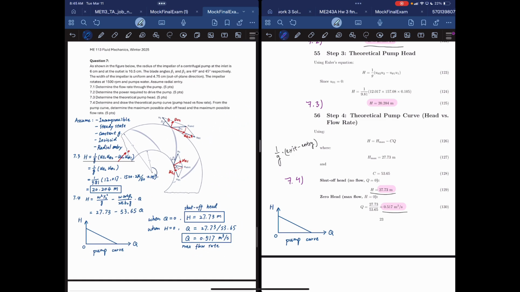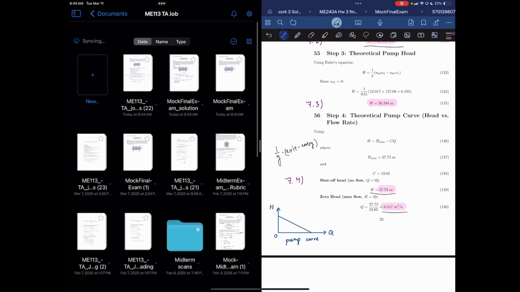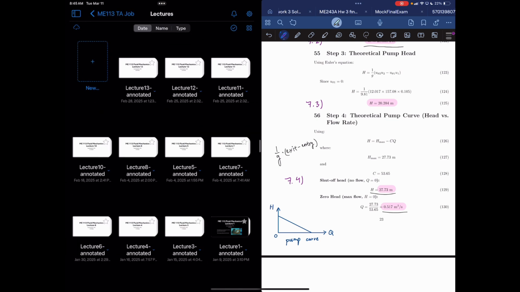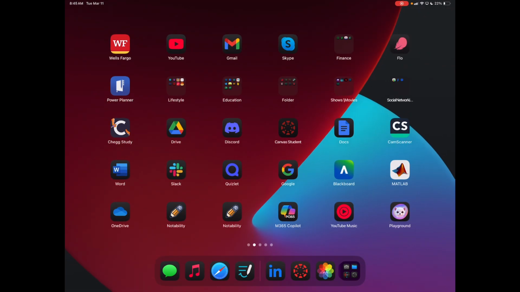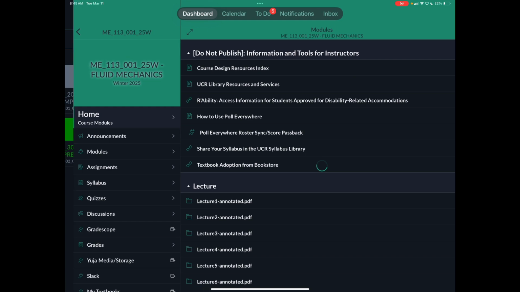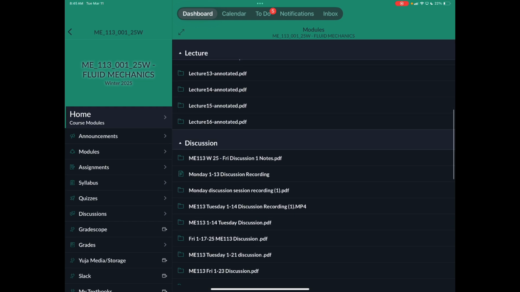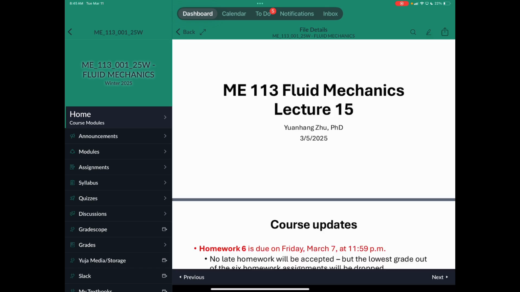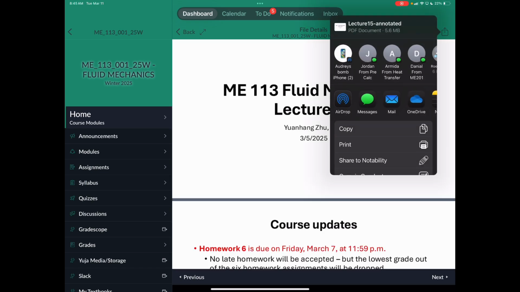Which lecture? Lecture 15. Do I have that? I'll have to find it. Oh, I don't have it. It's at the very end of the slides. Was this the last slide he had? I think very close to the last slide, like the second or third last slide.